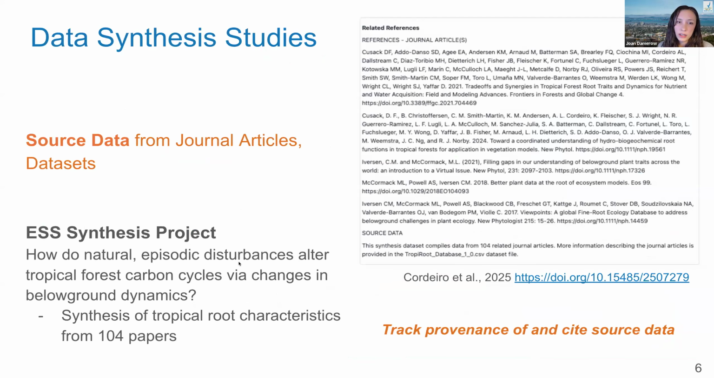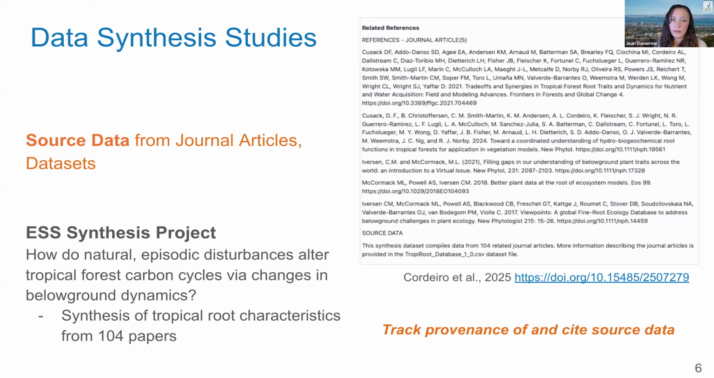And now I just wanted to go over a couple of examples for data synthesis studies. These often are compiling data from many different sources, where again, tracking provenance of data and attribution is really important. And the example shown here on the right, this is a data set landing page, and we're currently putting this information in the related references section on ESS Dive data sets. And working on how to present these different types of related identifiers in a user-friendly way.